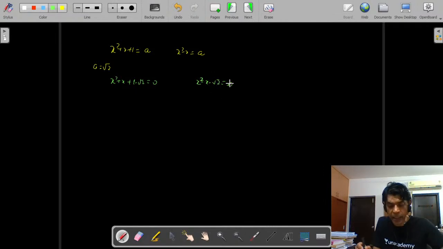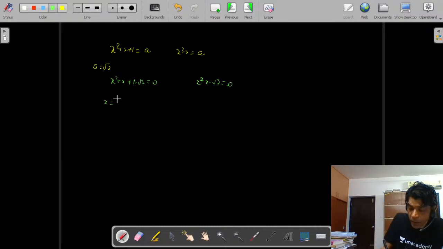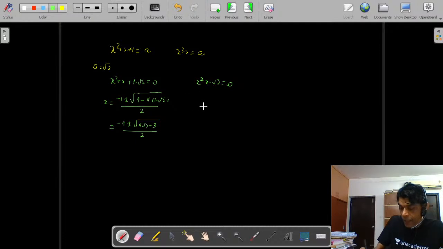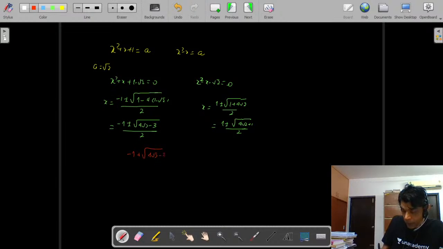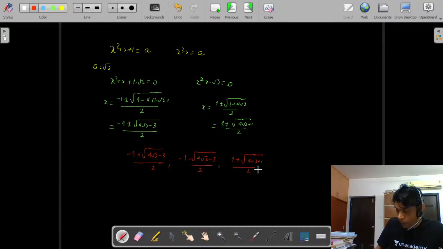Roots are pretty bad if you think irrational numbers are bad, although I don't think so. So I get x equals negative 1 plus or minus the square root of (1 minus 4(1 minus root 2)), over 2. So this gives me negative 1 plus or minus the square root of (4 root 2 minus 3), over 2. And here you get x equals 1 plus or minus the square root of (1 plus 4 root 2), over 2. So we got negative 1 plus the square root of (4 root 2 minus 3) over 2, negative 1 minus the square root of (4 root 2 minus 3) over 2, then 1 plus the square root of (4 root 2 plus 1) over 2, and 1 minus the square root of (4 root 2 plus 1) over 2.